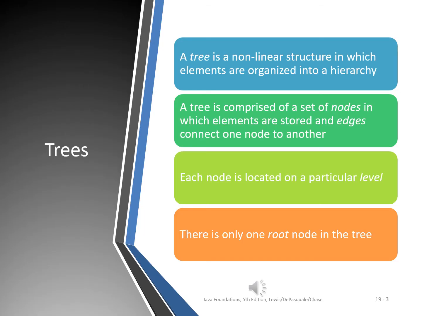A tree is a fairly complex nonlinear data structure in which elements are organized in a hierarchy. A tree is made up of nodes and edges. Nodes are where elements are stored, and edges provide the connection or linkage from one node to another. Each node is located on a particular level that speaks to the hierarchy of the tree, and there's only one root node in the tree.